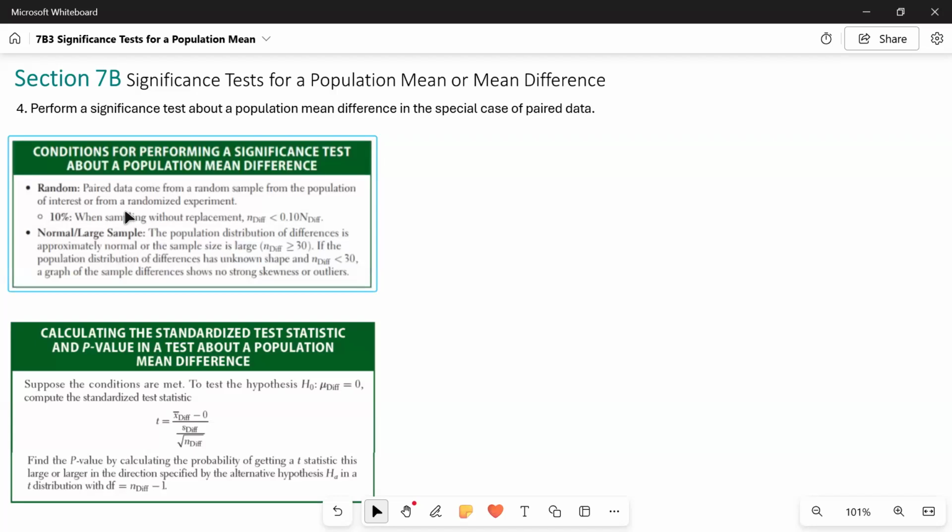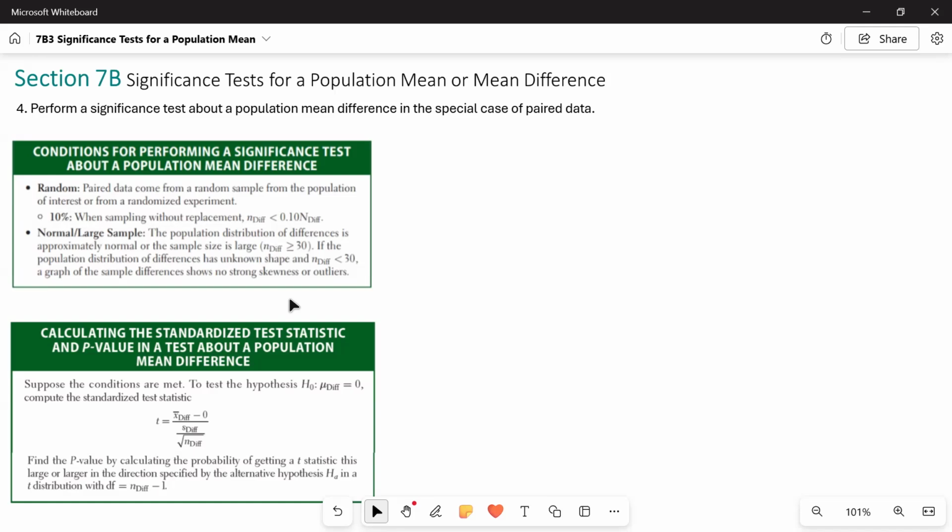And I will say a note about the 10%. If you're doing an experiment, the 10% condition is not applicable because you're not sampling, you're just doing random assignment. For the normal large sample condition, if the population distribution of differences is approximately normal, that will satisfy it, or if the sample size is greater than or equal to 30, that will satisfy it.